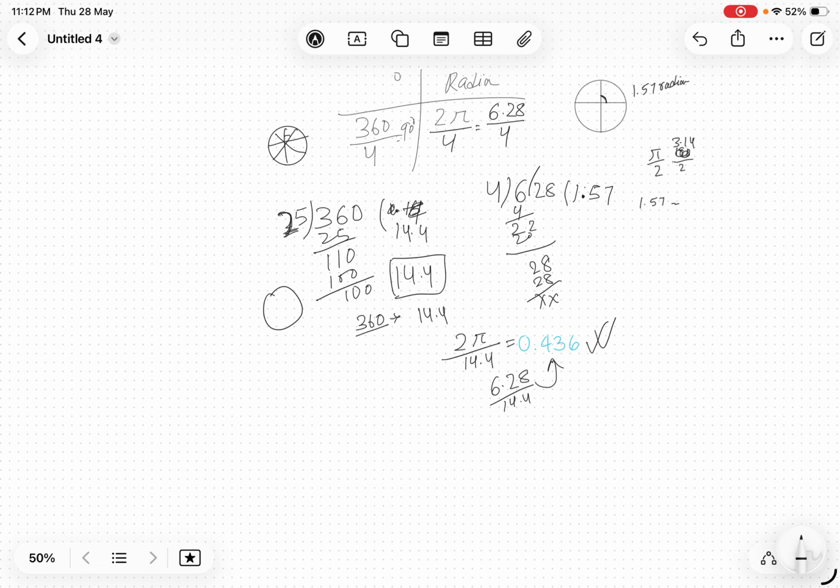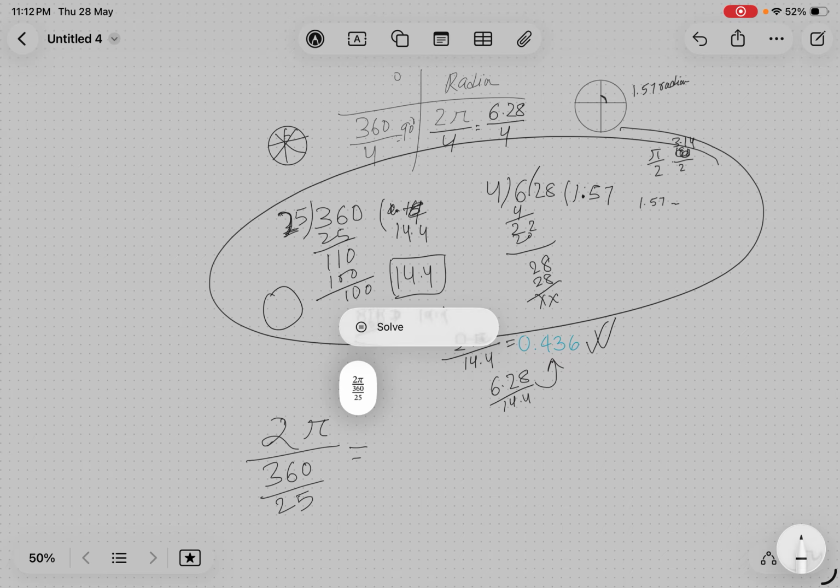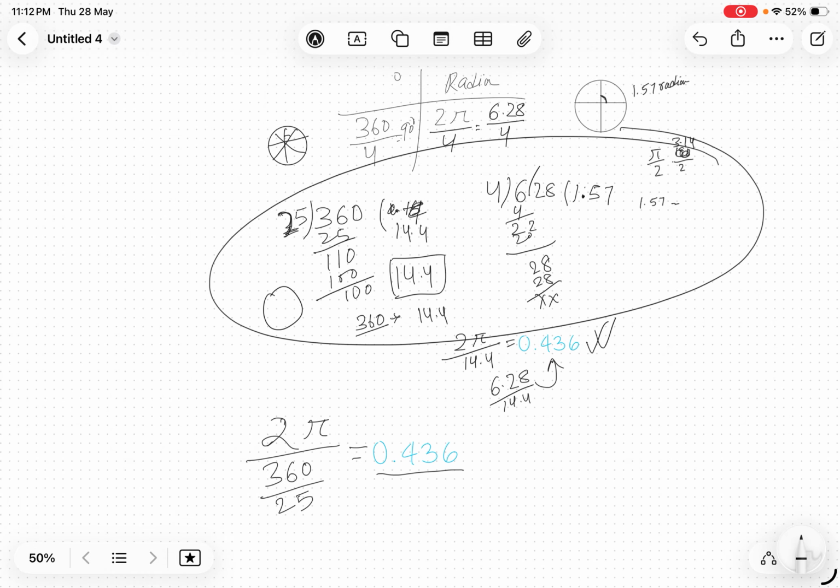So this is not our point. Our point is to make a formula. How can we make a formula where we just put the degree and calculate everything? We don't want to do all these things every time. So you see what we are doing, we are just taking 2 pi and dividing it with the value of angle with 360, right? We did this, right? So if I solve this, you will get the 0.436, same like this.